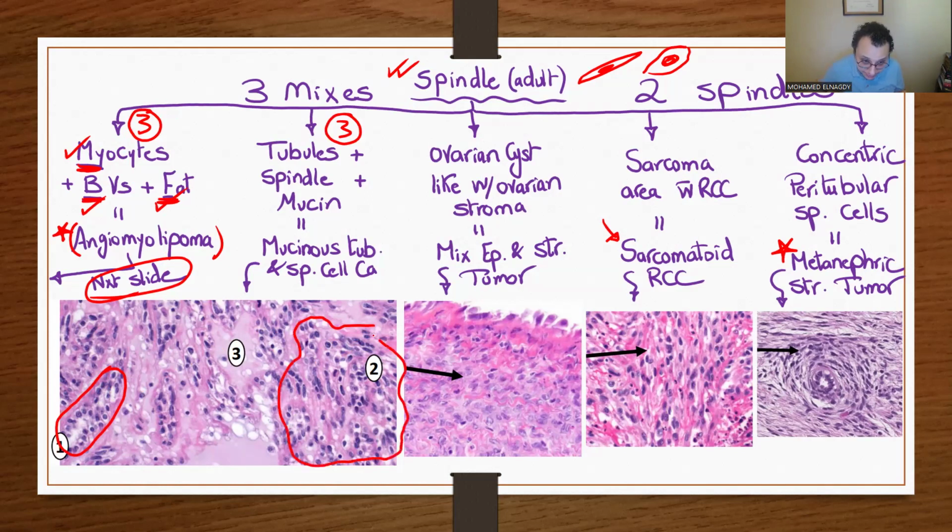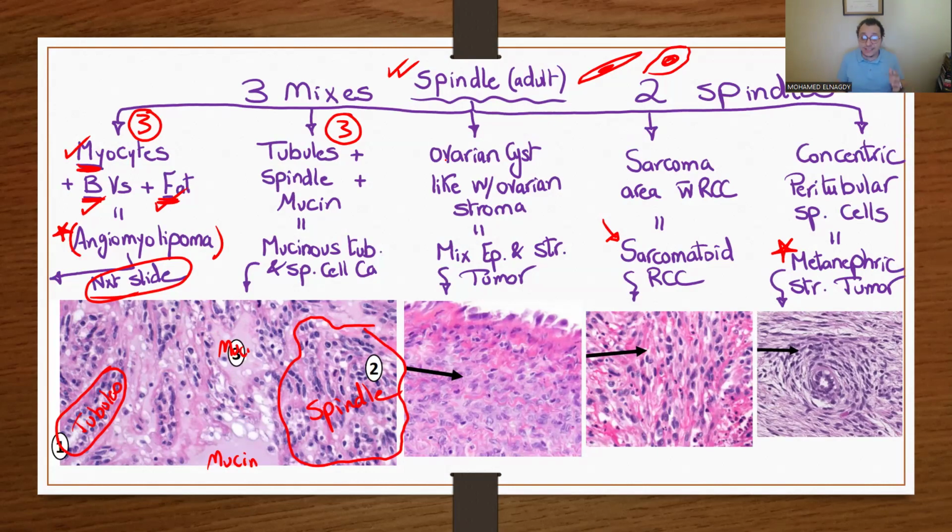These are just spindle, kind of plumpy a little bit, but you can consider this as spindle element and tubular element, cells forming tubules, and some pools of mucin or some areas of mucin in between. Anybody can tell me, how can we stain for mucin? What are the stains that we can use for mucin to make sure that we're dealing with mucin? Mucicarmine?